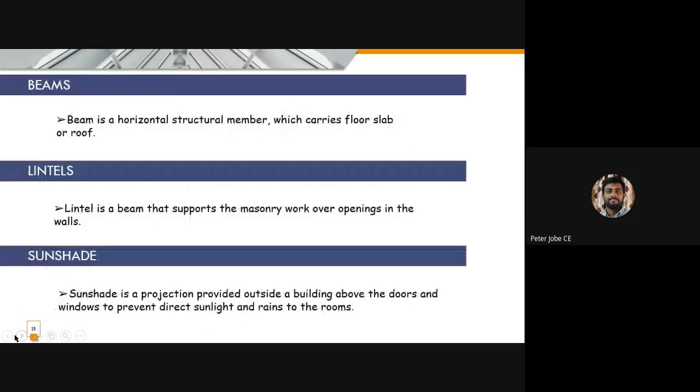And next is sunshade. A sunshade is a projection provided outside a building above the doors and windows to prevent direct sunlight and rain from entering the room. You might be familiar with sunshades. The main function is to prevent direct sunlight and rain to the room. It's always better to allow scattered sunlight to enter a room instead of direct sunlight. Direct sunlight can harm many of our furniture, floor, paintings, and books. So it's not recommended to allow direct sunlight inside a home, while we can allow scattered sunlight.